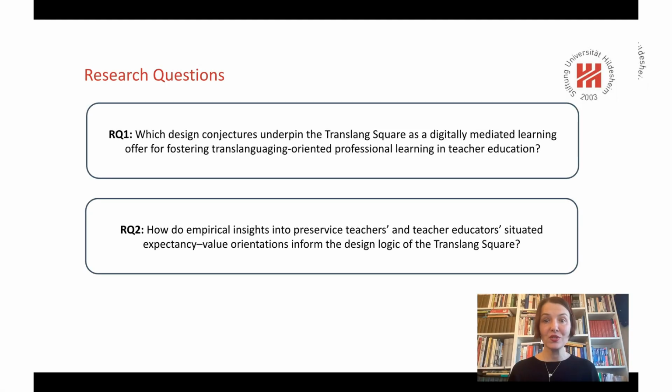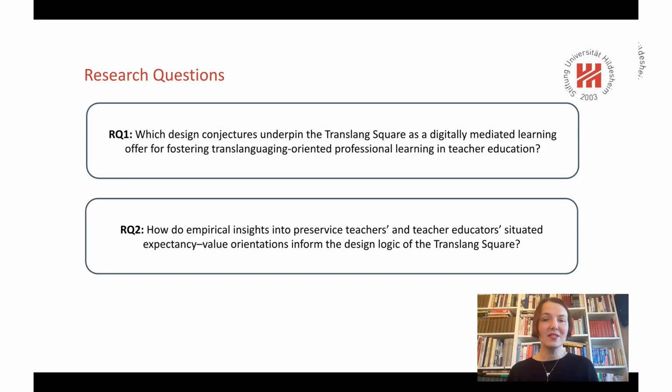In response to this problem of practice, we redesigned the learning architecture and integrated a participatory guided digital repository showcasing student-generated artifacts related to digital translanguaging in education, which we call the Translang Square. In this context, this study is guided by two research questions.